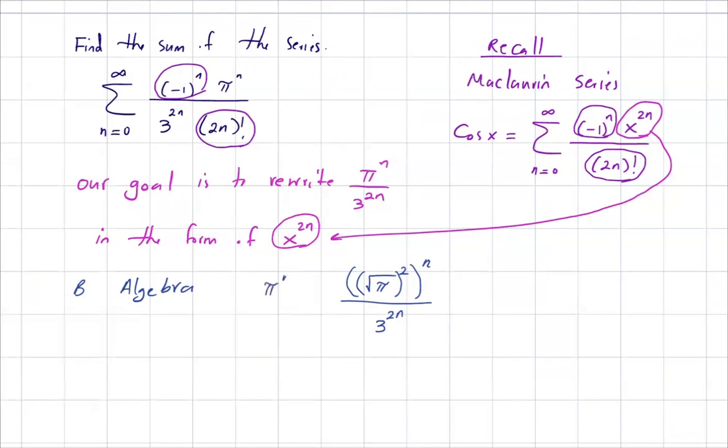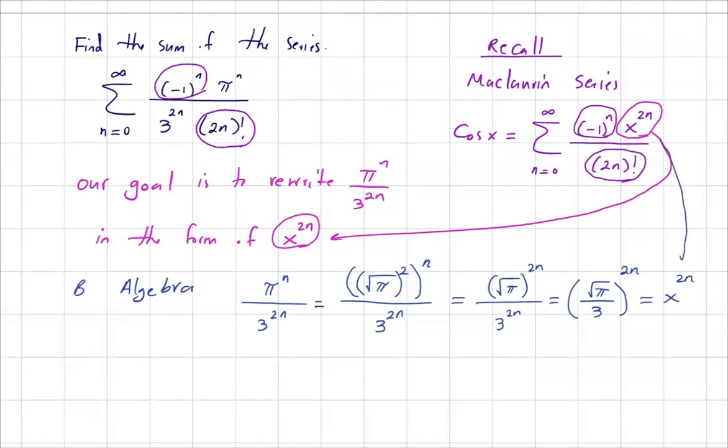So my pi^n divided by 3^(2n) can be written as (square root of pi)^2 raised to the n, which is (square root of pi)^(2n) divided by 3^(2n). But this can be written as (square root of pi divided by 3)^(2n). So I have my x^(2n) here in the Maclaurin series for cosine.